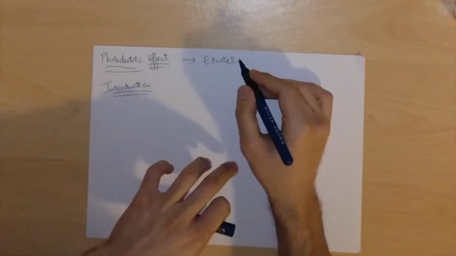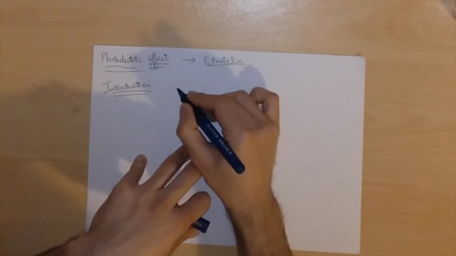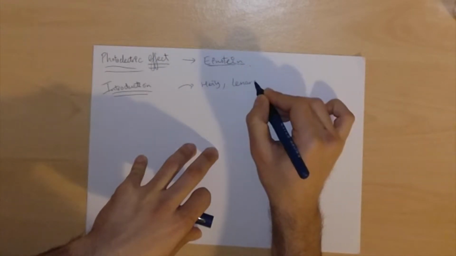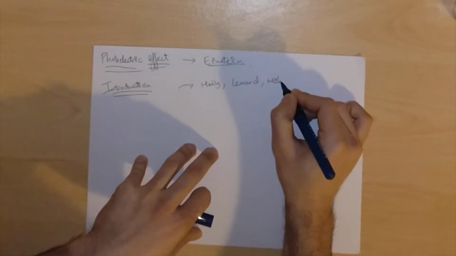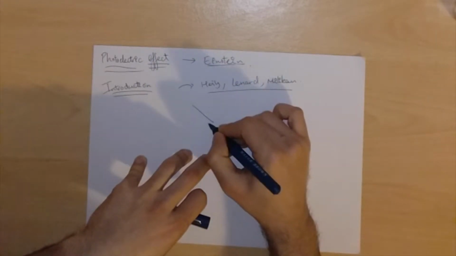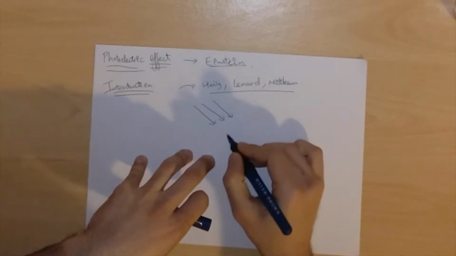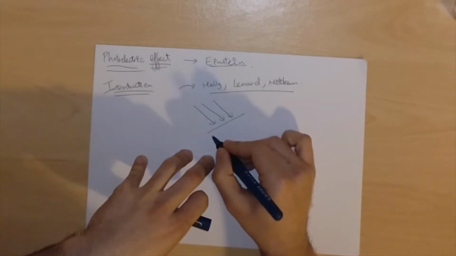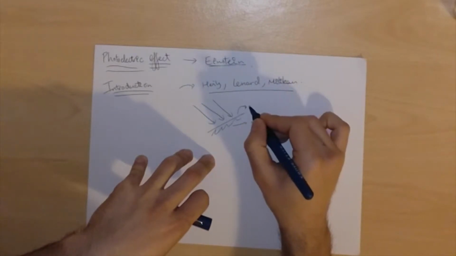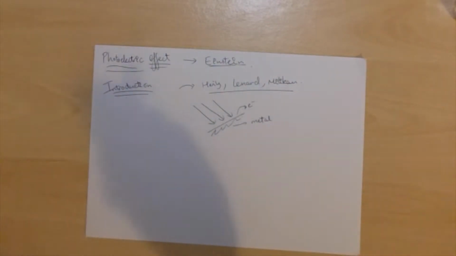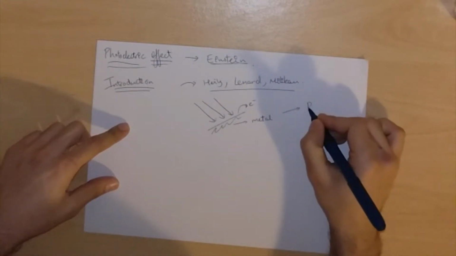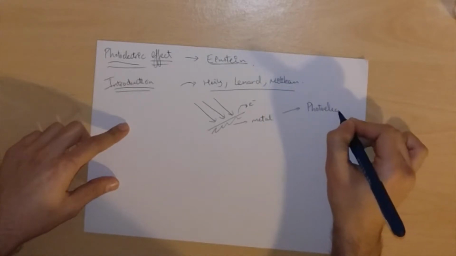well, the photoelectric effect actually was noticed way before Einstein by a bunch of scientists, Hertz, Lenard, Millikan, most notably. They noticed that when you shine light of a specific color on a metal, then the metal starts releasing electrons. So you shine light on a metal and the metal starts ejecting electrons. This is the photoelectric effect.